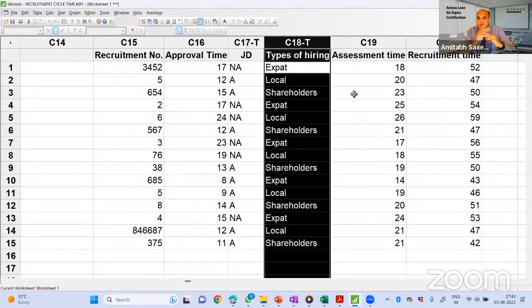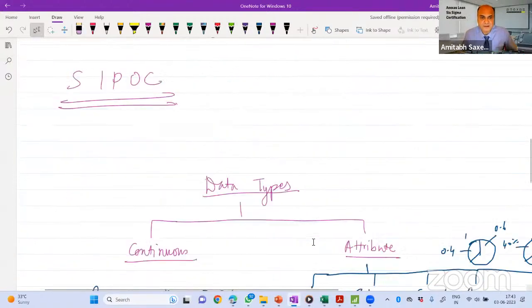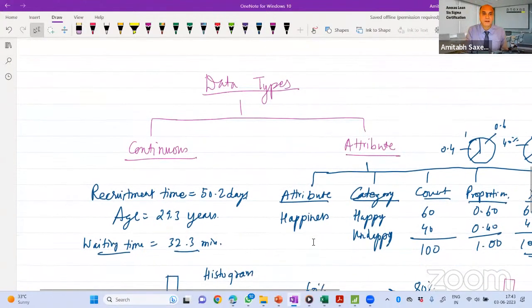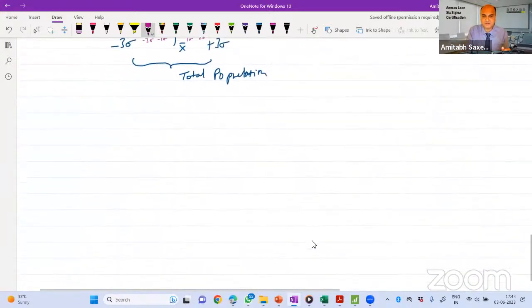So I will use tools. Now, let me talk about the tools. The two tools which you will be using would depend on what type of data we are dealing with. If I'm dealing with the y and x, both are continuous data. So there are different possibilities: both are continuous, or one is continuous and one is attribute, or both are attributes. Okay, so let me talk about this.